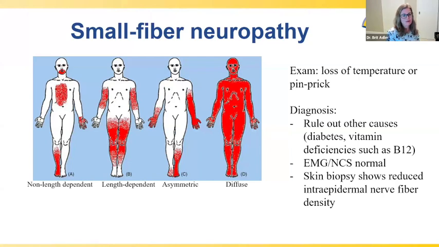This is kind of what we see in patients who can have, like, fibromyalgia, which sometimes rheumatologists will diagnose patients with. On exam, patients with small fiber neuropathy have loss of temperature or pinprick, and it's important to rule out other causes, especially reversible causes of small fiber neuropathy like diabetes and vitamin deficiencies. And like I said, the EMG nerve conduction study is usually normal, so you have to get a skin biopsy.